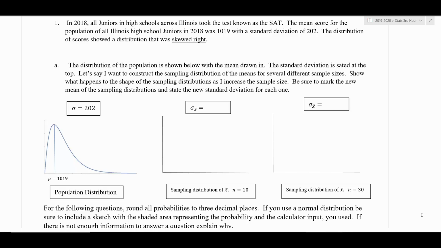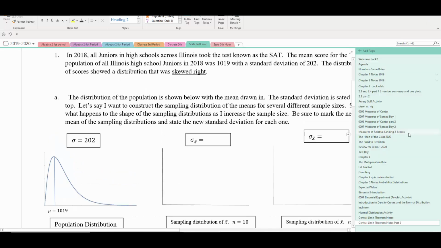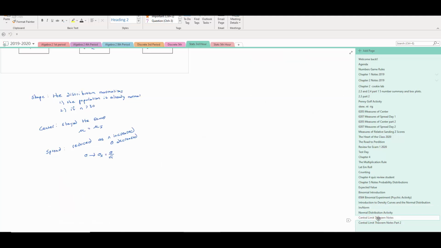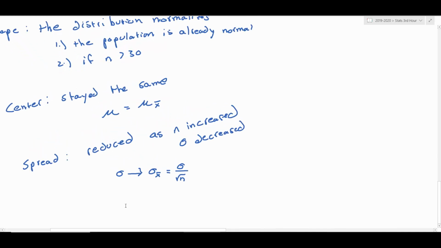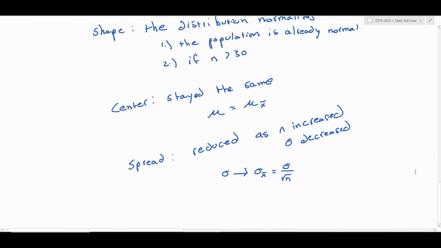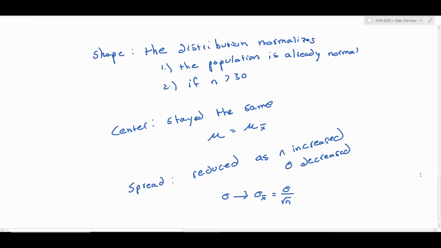So you might want to recall from yesterday, just a quick summary from the last section of notes that we did. We talked about the central limit theorem, and I'll put the summary that we did yesterday back up here. We talked about what happens with the shape, and we said if that sampling distribution had a sample size of greater than 30, the distribution would normalize. And it could also happen, you don't have to have a sample size of 30 or more if the original population was already normal. So the shape will normalize if either one of those two conditions are met.